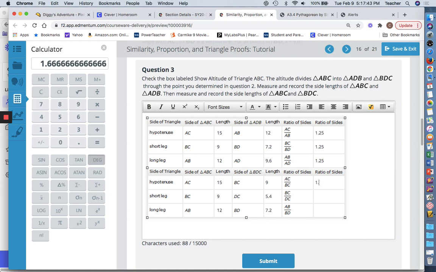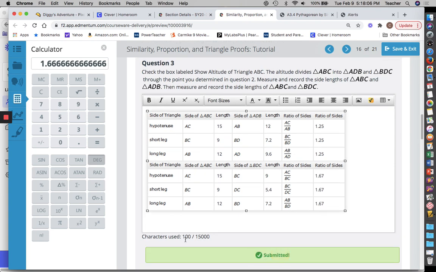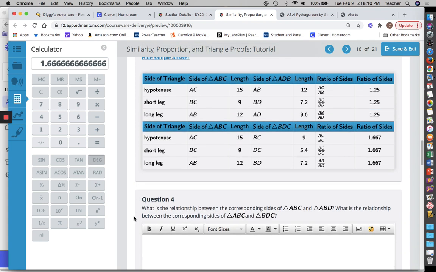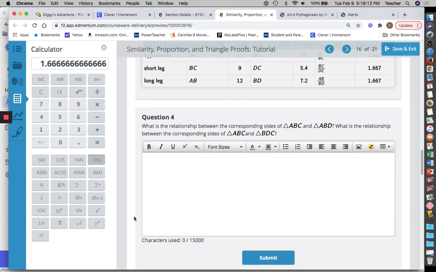So I'm going to round that to help myself. All right, 9 divided by 5.4. 1.6 repeating, so 1.67. 12 divided by 7.2. And 1.6 repeating, so 1.67 just to help myself. All right, so there we are. They are proportional. These are similar figures, you guys. All right, got all of that.